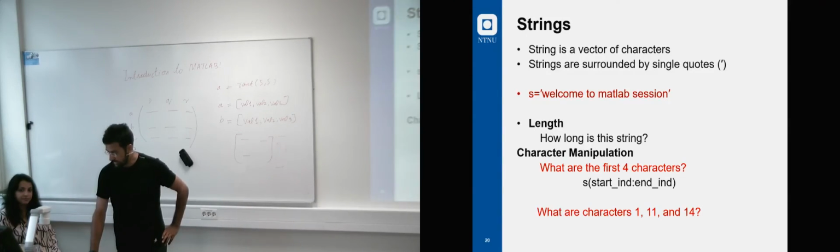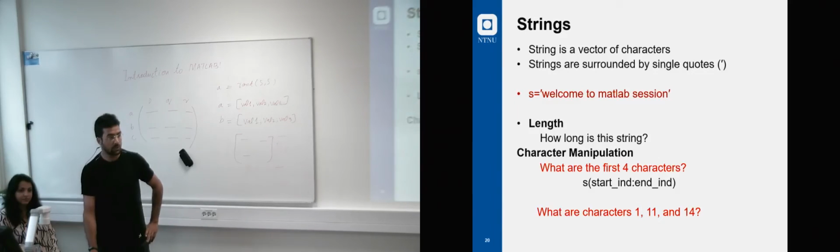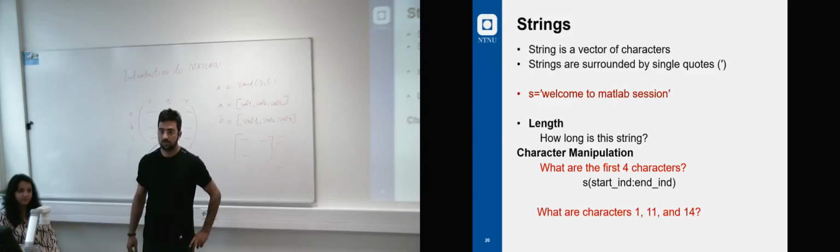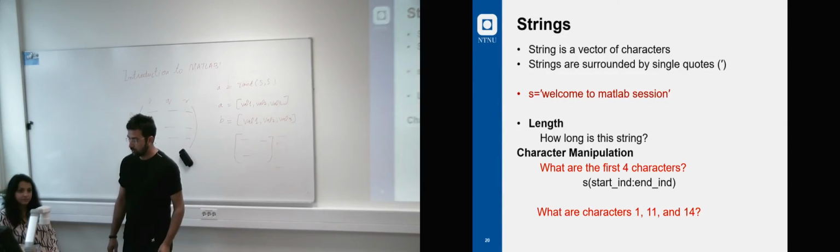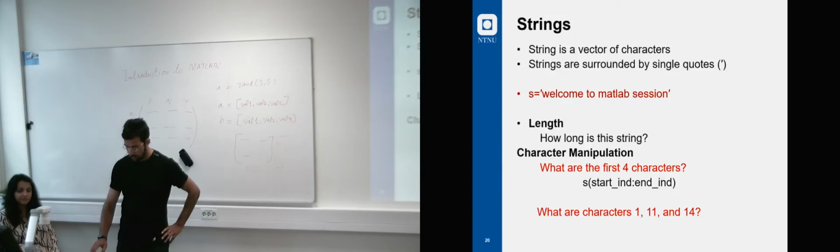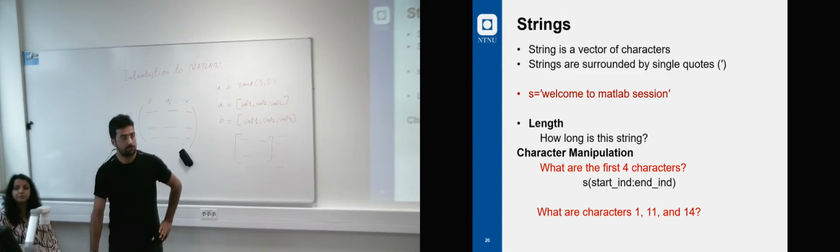Then what about the characters at 1, 11, 14? How can we extract those? Can anyone tell me how we can extract elements at the positions 1, 11, 14? Quickly. Just the braces number of the character. Anyone else?